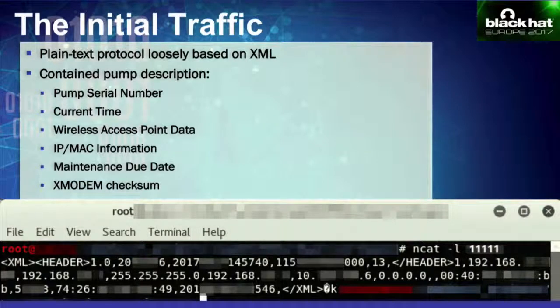We saw that it contained certain information like pump serial number, current time, wireless access point MAC information, and maintenance due date. And then at the end of the packet, there was a checksum. But since it was a simple XModem checksum, it could easily be spoofed. So all that redacted information is that information.